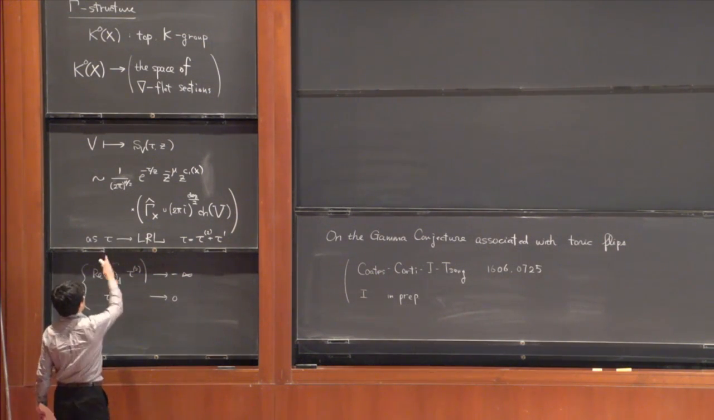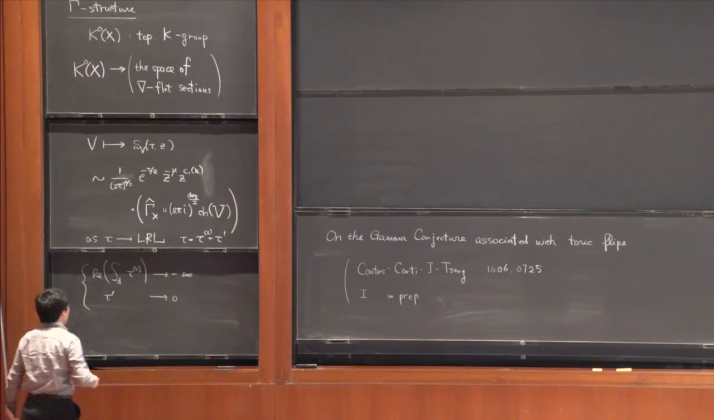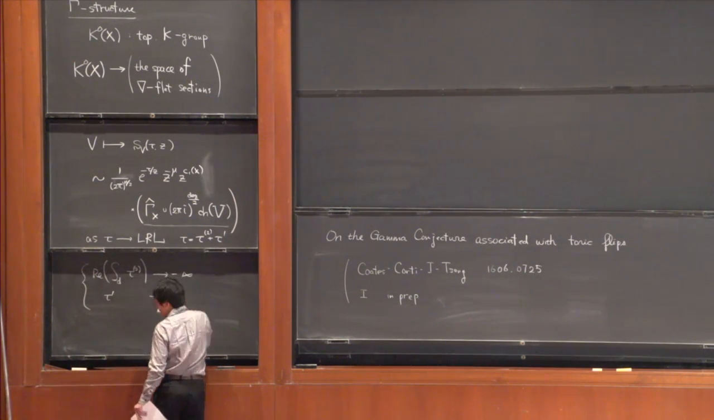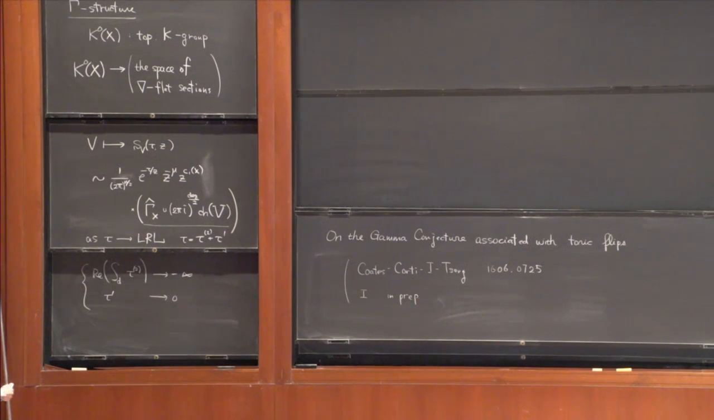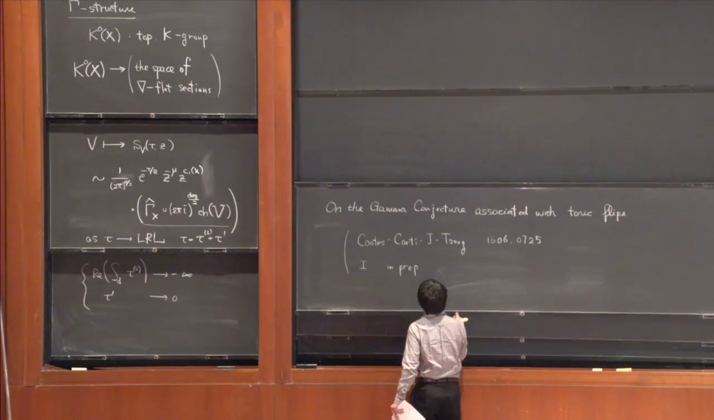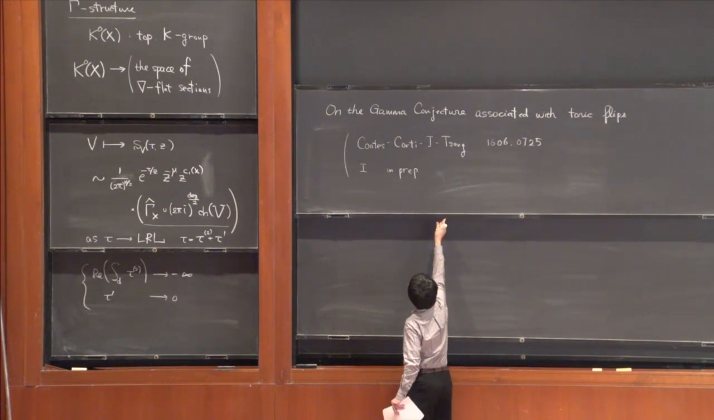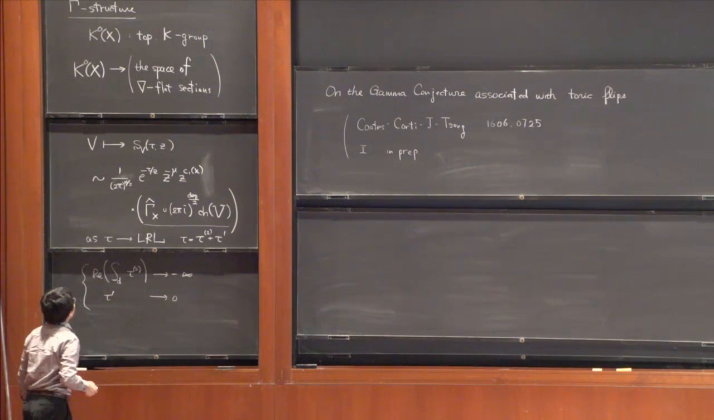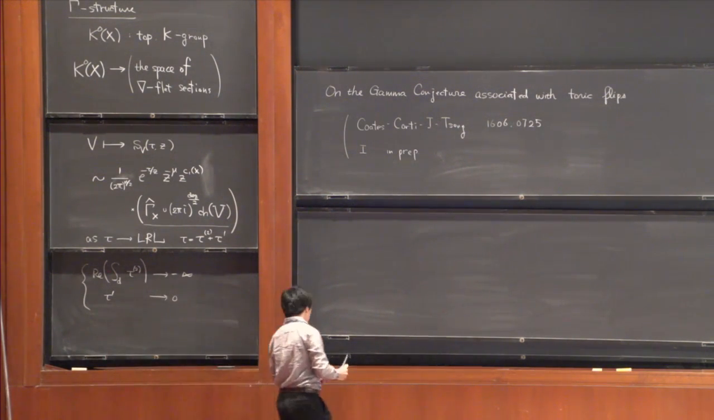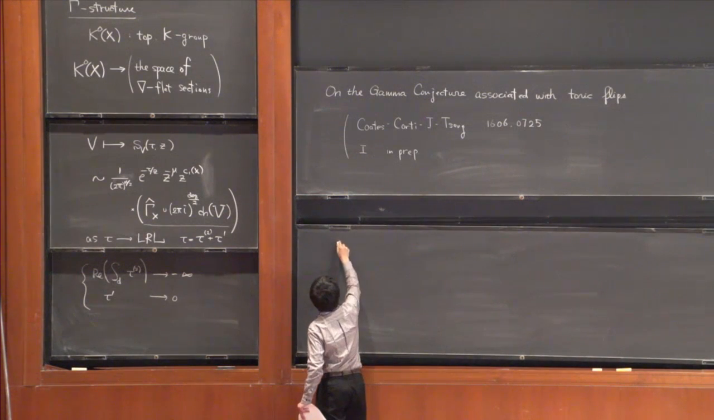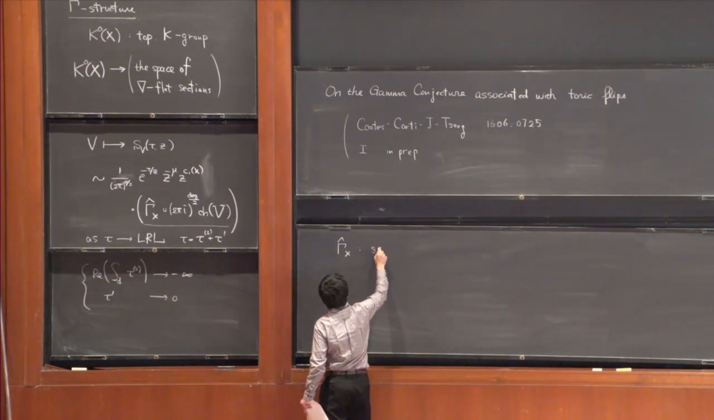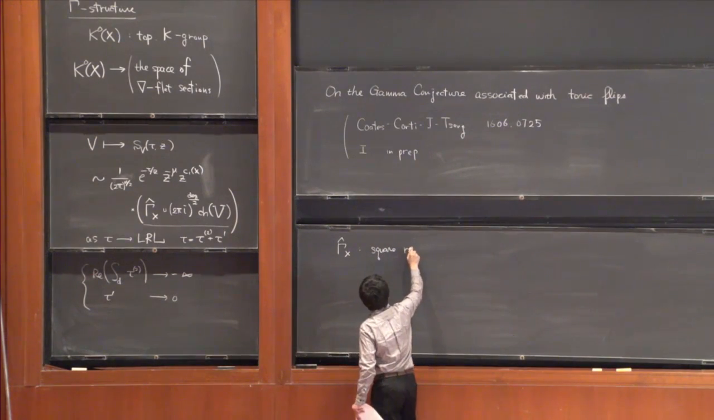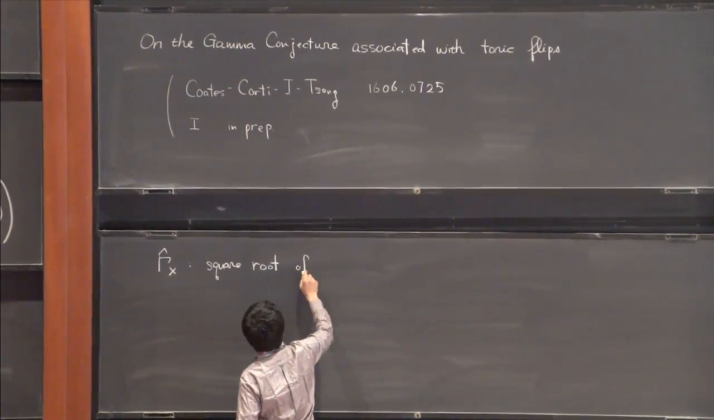The formula looks a little complicated, but the essential factor is the second factor, where you have the Gamma class and the 2 pi i version of the Chern character. The reason why we have this Gamma factor is the following: you can think of this Gamma class as a square root of the Todd class.